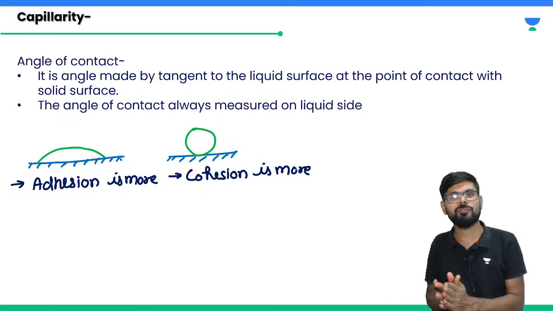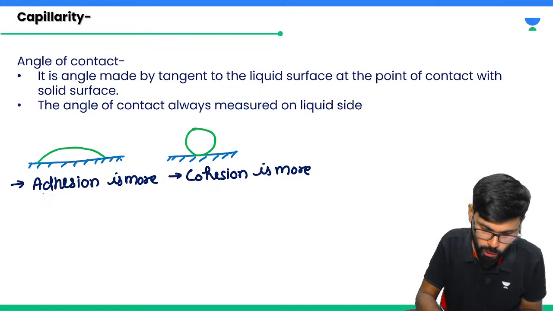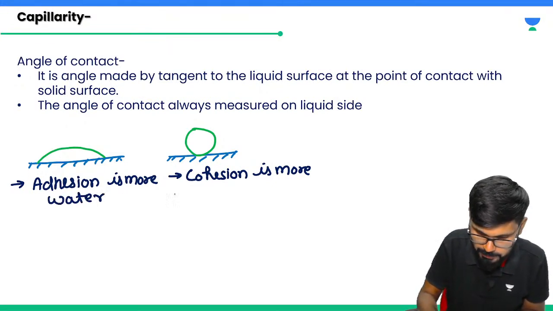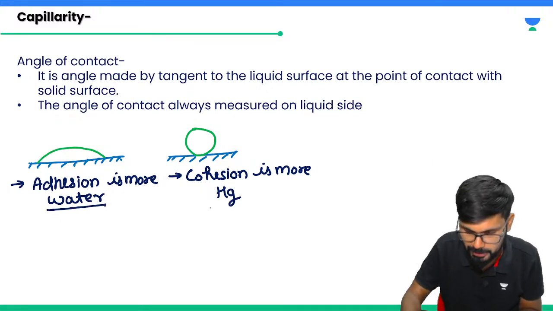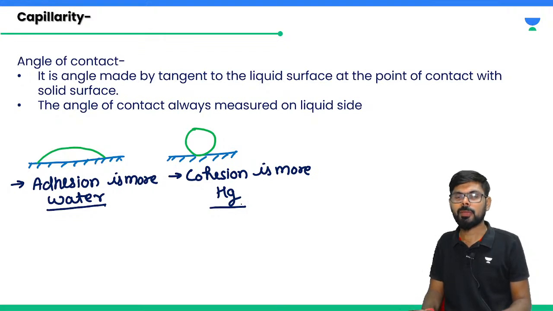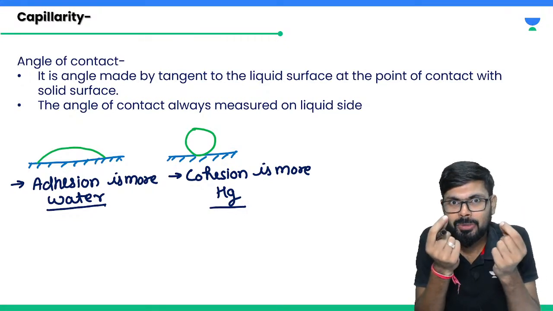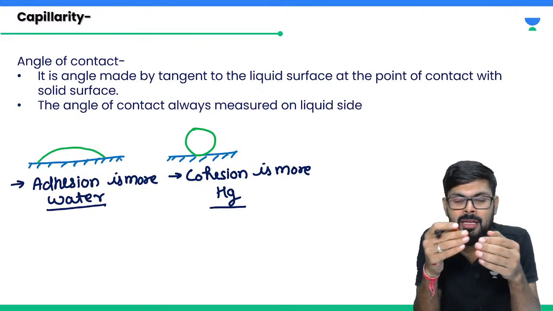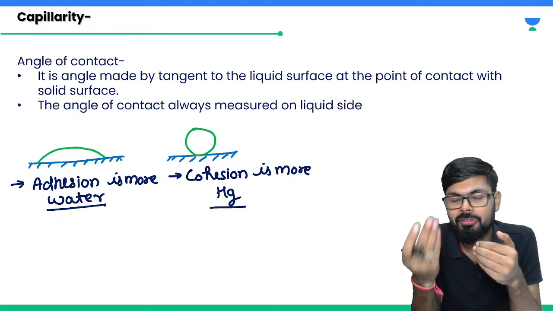Please listen here carefully. In case of water, I am writing here that there is water, and this is mercury, Hg. Please listen carefully. What is cohesive force? Cohesive force is the attraction between similar types of molecules, right? And adhesion is the attraction between two different types of molecules.